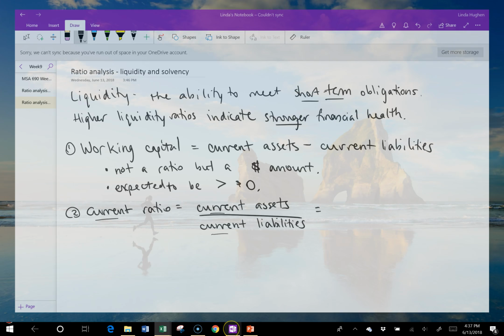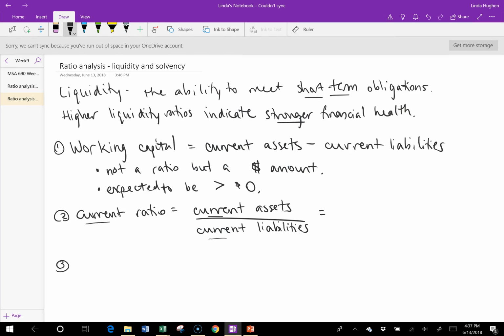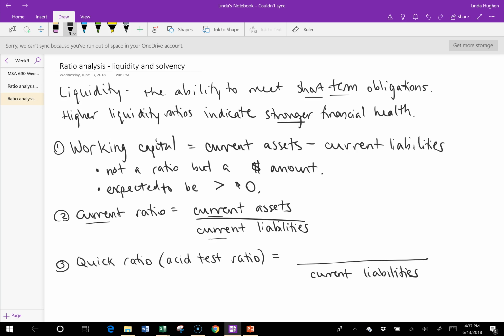All right, the next ratio that we are going to discuss is the quick ratio. And this is also called the acid test ratio. All right, so whereas the current ratio was current assets divided by current liabilities, this ratio is similar. Current liabilities are still our denominator, and our numerator is comprised of current assets, but it does not include all current assets.